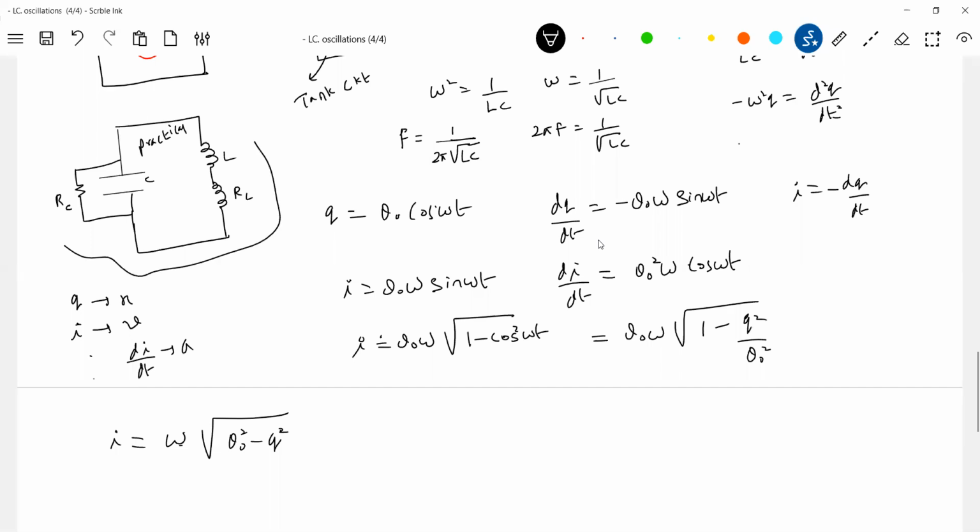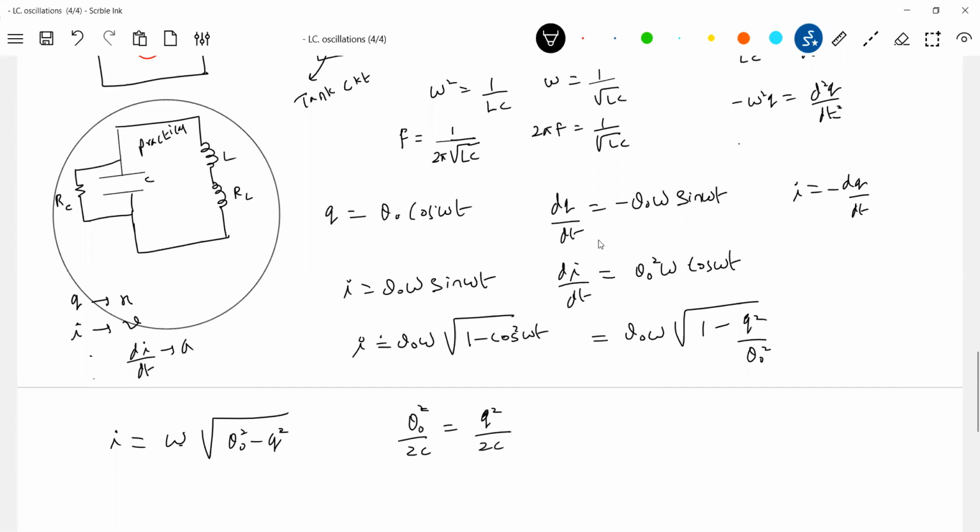Only when the circuit is like this, you should not do this one otherwise because some energy will be dissipated. So now, by applying initial energy in the circuit, Q naught square by 2C should be equal to the energy at any instant, q square by 2C plus L I square by 2. What is Q naught square by 2C? This is the oscillation energy.